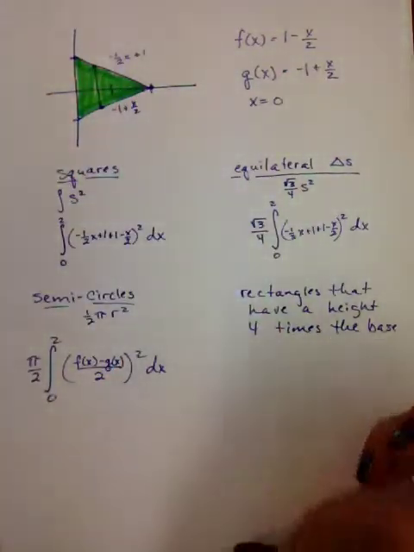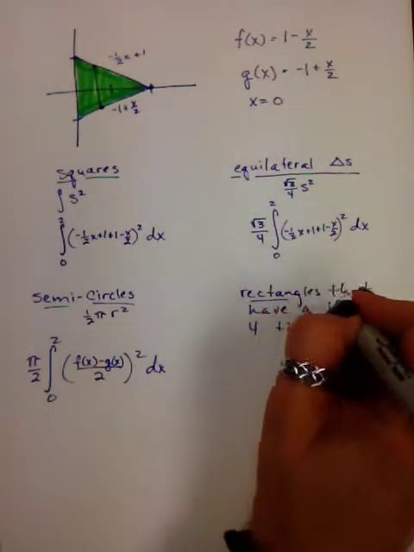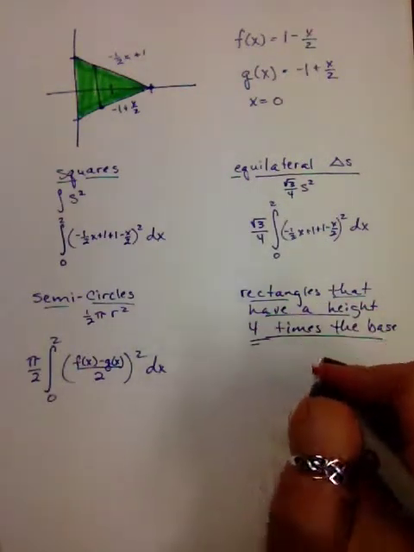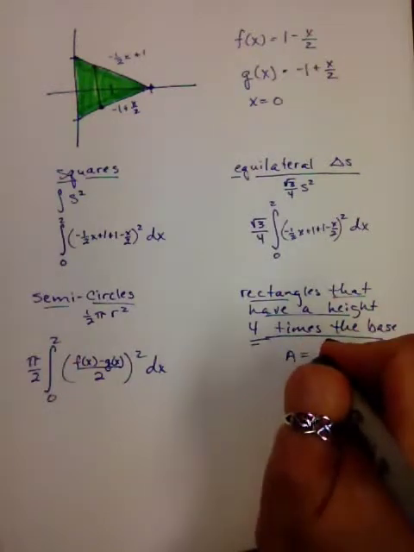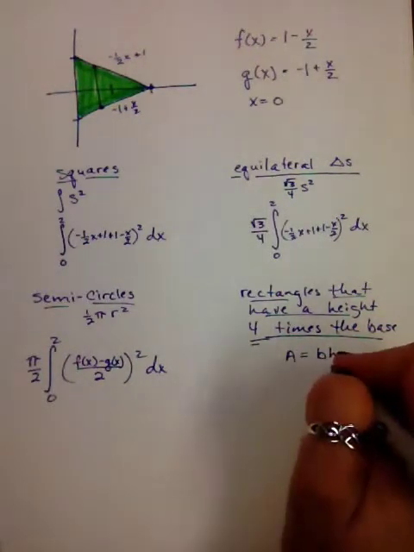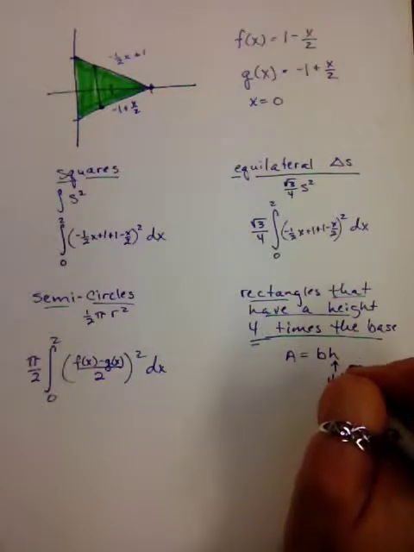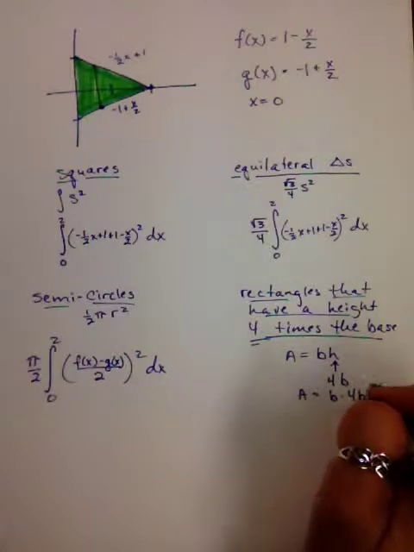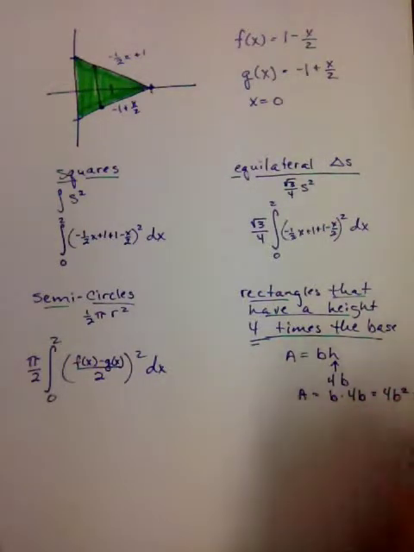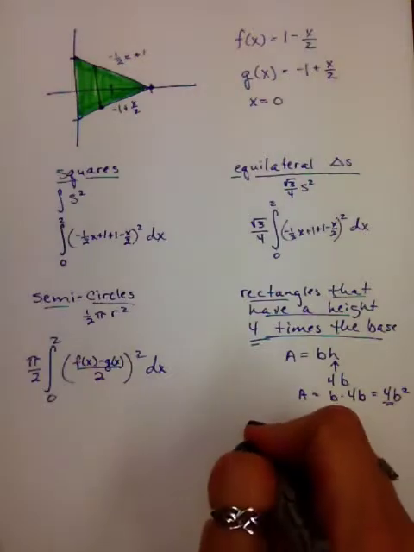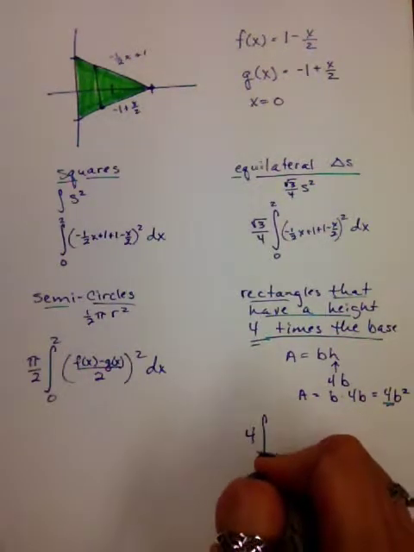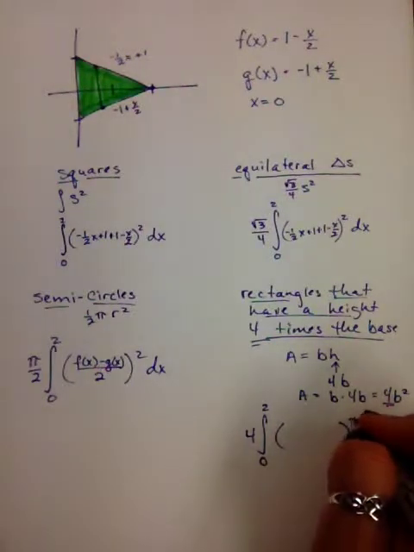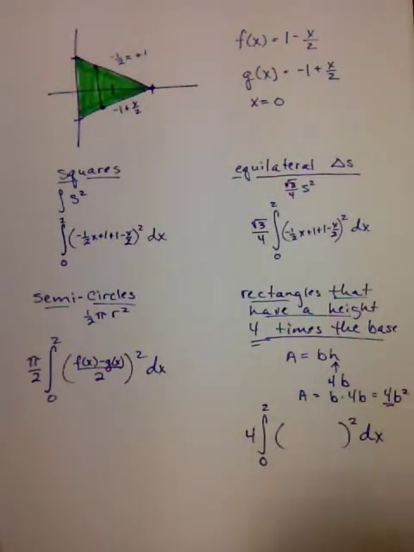So this would give me the volume of a solid with a triangular base, this specific triangle, with semicircle cross sections. For our last one, we're going to do rectangles that have a height 4 times the base. I know that the area formula for a rectangle is base times height, but the height is 4 times the base. So my area equals b times 4b, which is 4b squared. The 4, the coefficient, would come outside of my integral. I'm still integrating from 0 to 2. My base would be squared, and this is with respect to x.